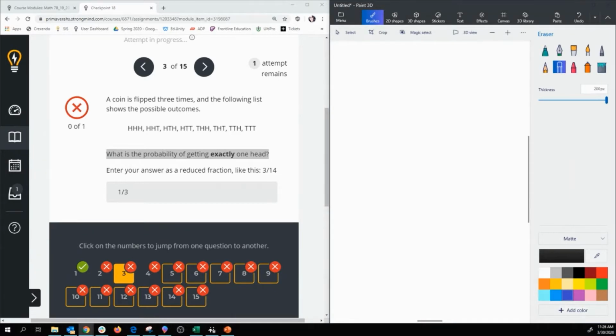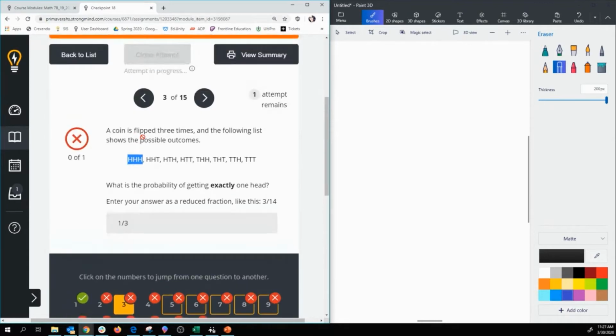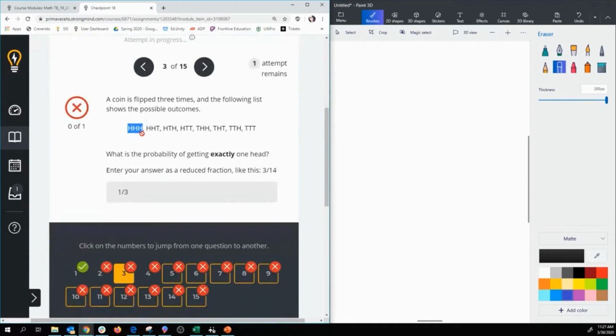Okay. So this next question says that a coin is flipped 3 times, and the following list shows the possible outcomes. We want to know what is the probability of getting exactly one head. So in this problem, we are only looking for options where we get exactly one head, right? And that means that this first option, HHH, I will not be counting this because there's 3 and I only want exactly 1. So what are some possible outcomes that only have one head listed?